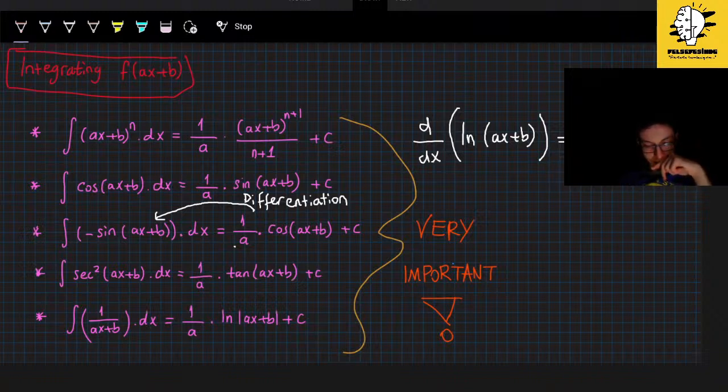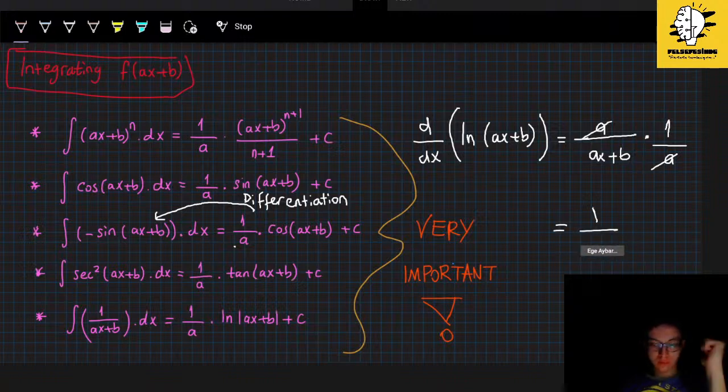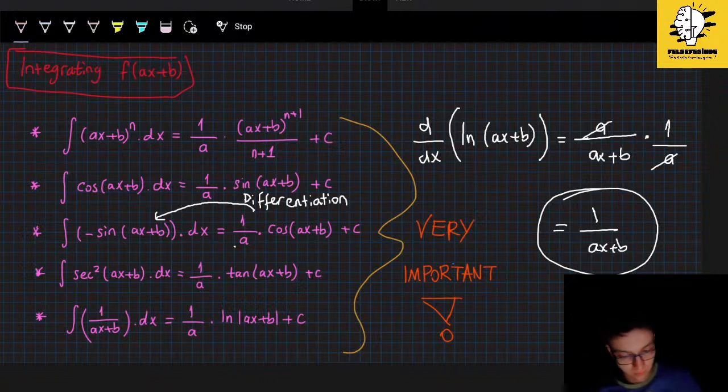at the bottom you write the function itself, but at the top you write the differentiation, which is a. But in the original function, as you can see, we don't have the a at the top, so we have to multiply it with 1 over a, so that these will cancel each other, and in the integration we will have 1 over ax plus b. This is the logic. That's why we call it antiderivatives.